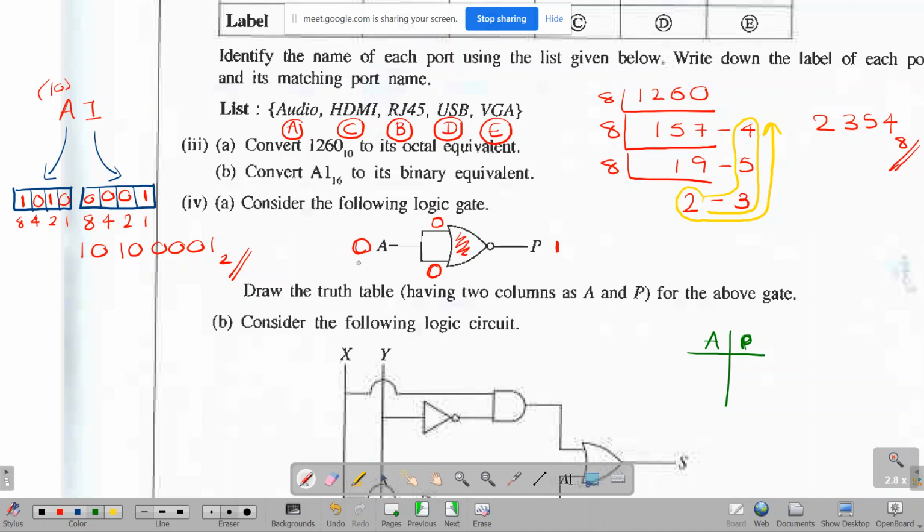If we input 1 for A, then 1 and 1 will reach as the input. So 1 plus 1 will give you a 1. Once I complement it, I will get a 0. So now it is easy, right? When A is given 0, P is 1. When A is given 1, P is 0, right? So the truth table is going to be like this: 1 and 0.